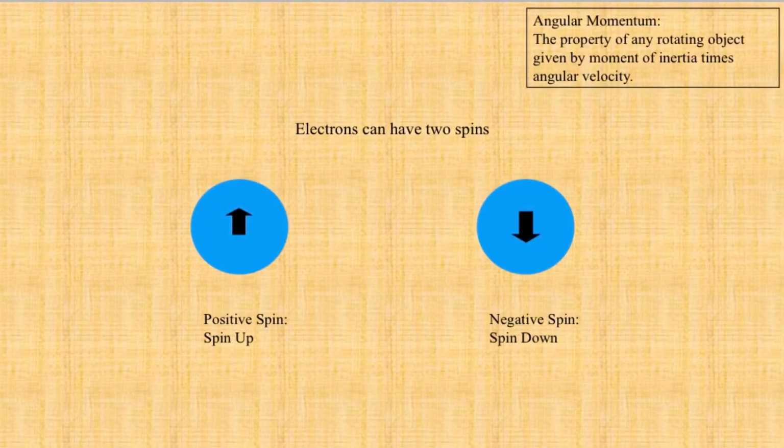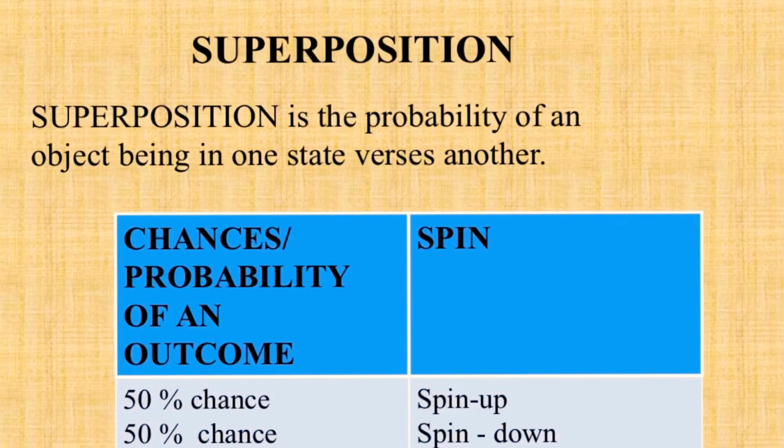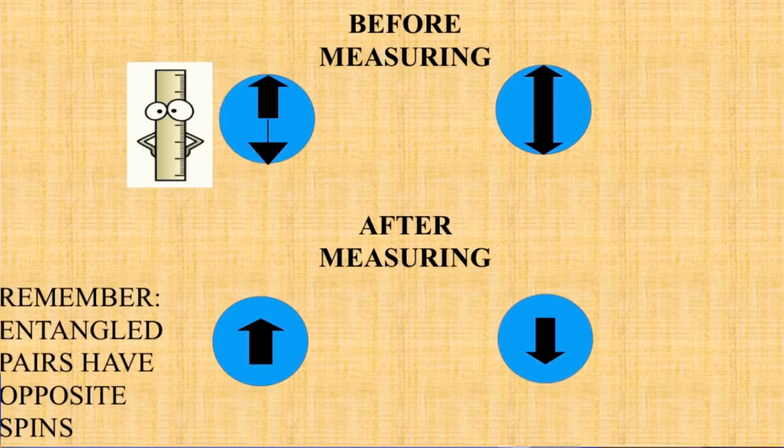In order to understand quantum entanglement, I first have to tell you what spin is. Electrons have a quantum property known as spin. It is a function of its angular momentum. Electrons can have two spins, a positive spin called spin up or a negative spin called spin down. This being a quantum world, it's not as simple as an object rotating. The electrons aren't actually spinning. It exists in a state of superposition, which means it exists in all possible states at the same time until measured.